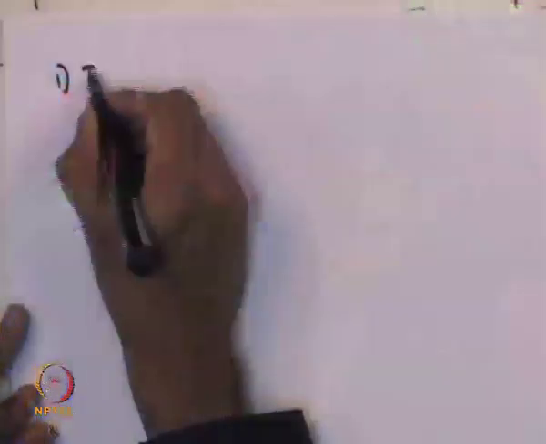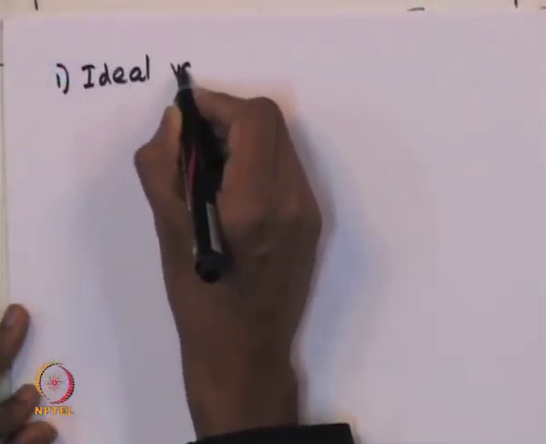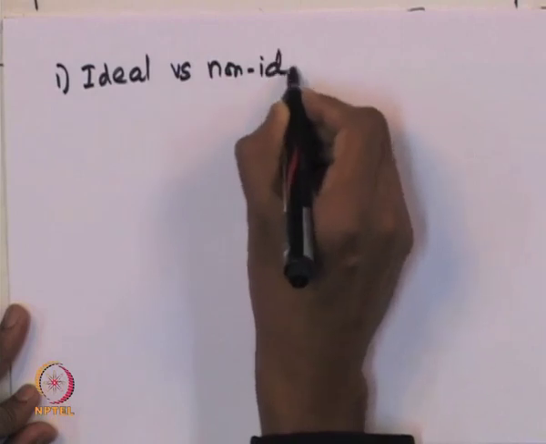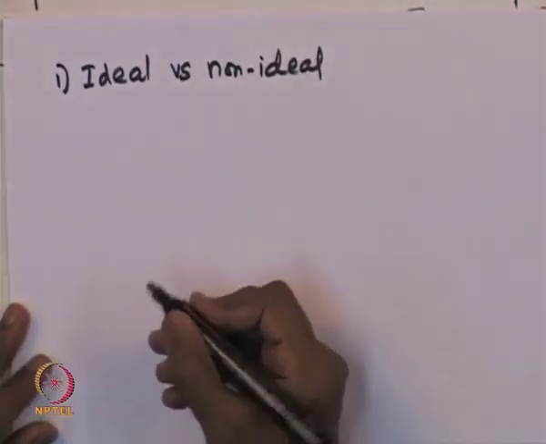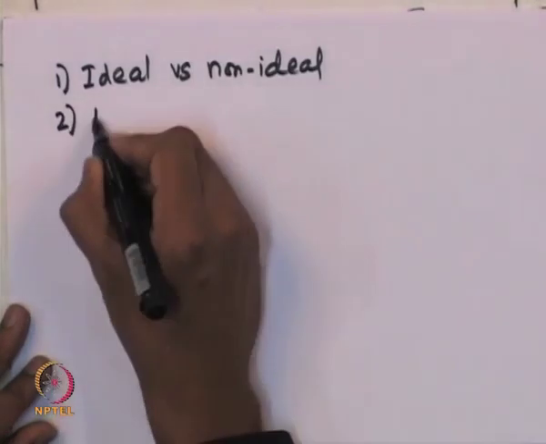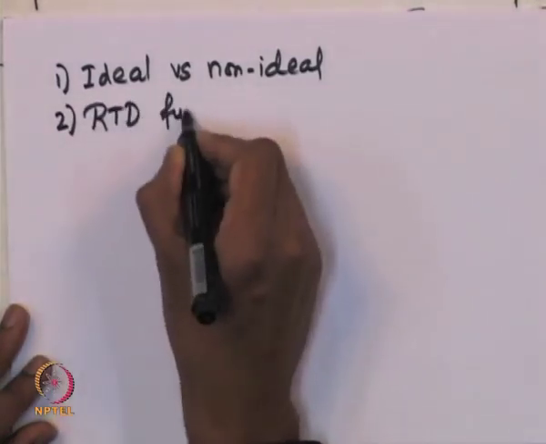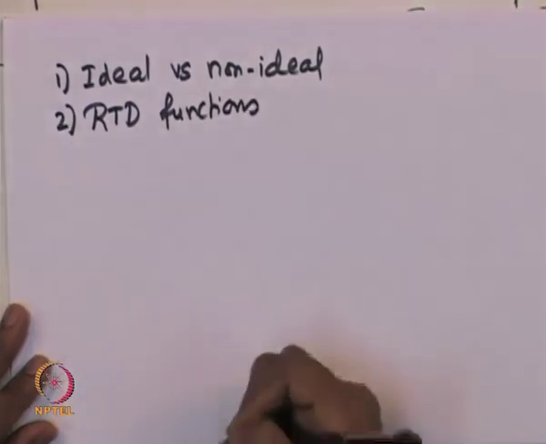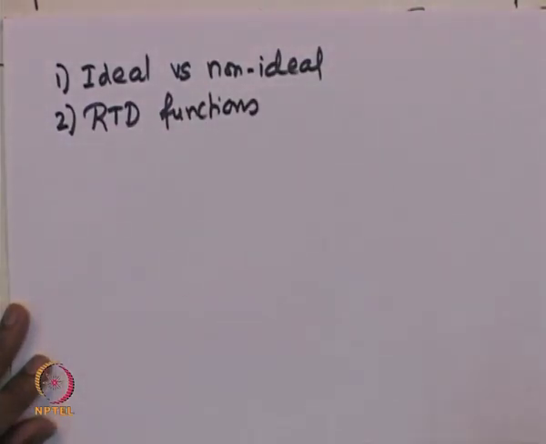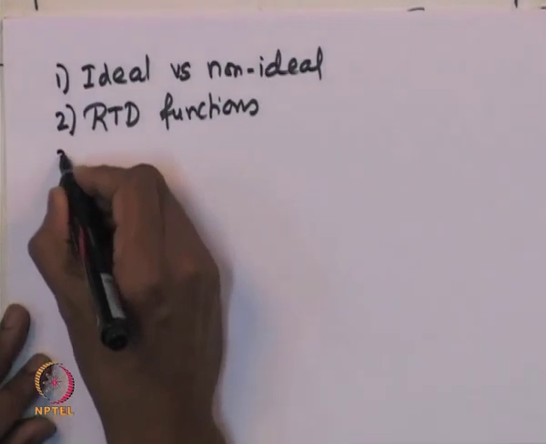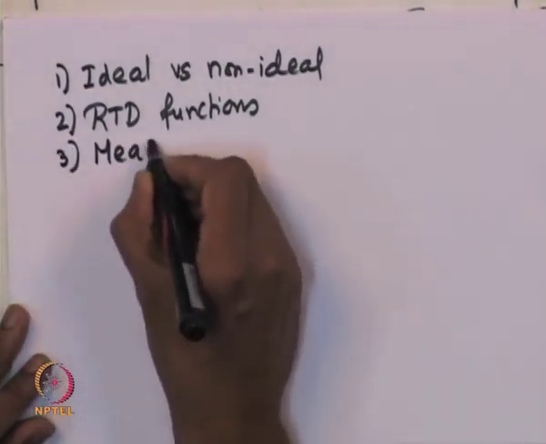So, let us summarize what we have discussed in the last several lectures on residence time distribution problems. First we looked at ideal versus non-ideal reactors, and then we looked at the RTD functions: what an RTD function is, why we need it, and so on. And then we looked at measurement of RTD functions.